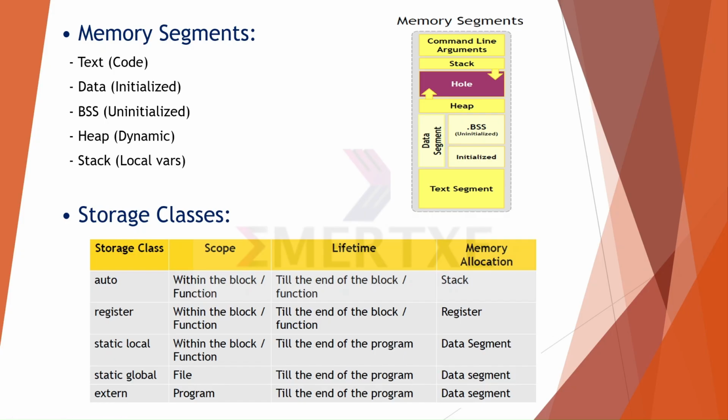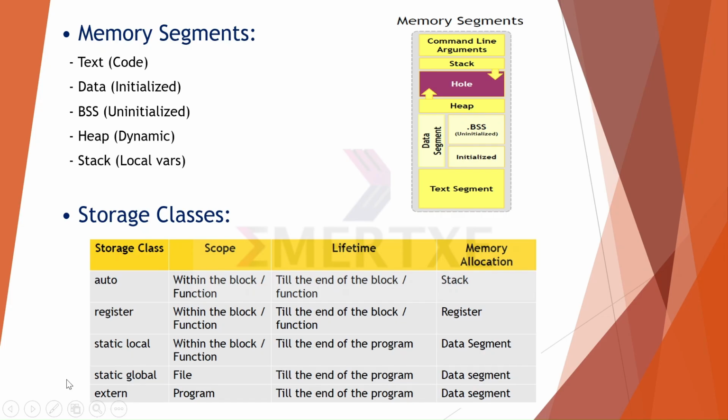Now we will proceed further with the memory segments. There are different memory segments in the C programming language: text, data, BSS, heap, and stack. There are different types of memory addresses which are used in the memory segments in the C programming language. And there are also multiple storage classes like auto, register, static local, static global, and extern.